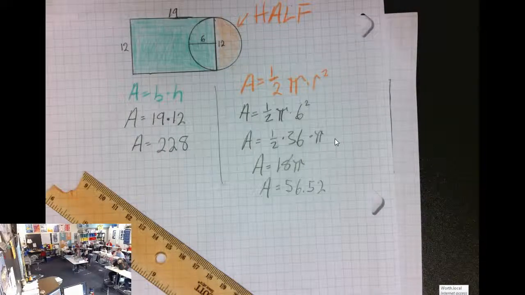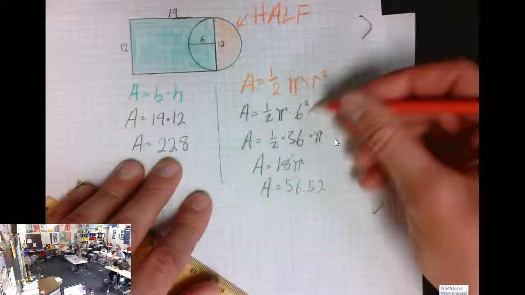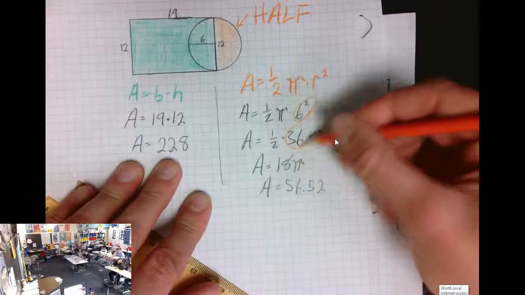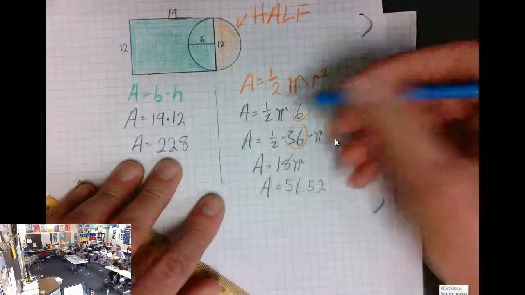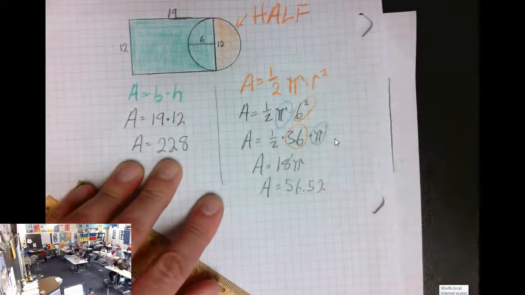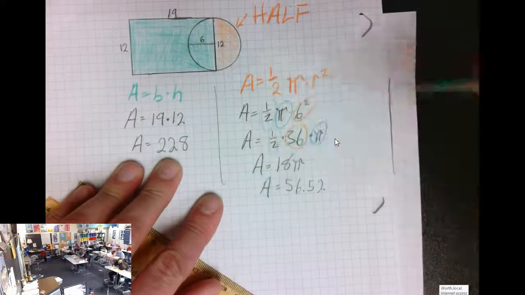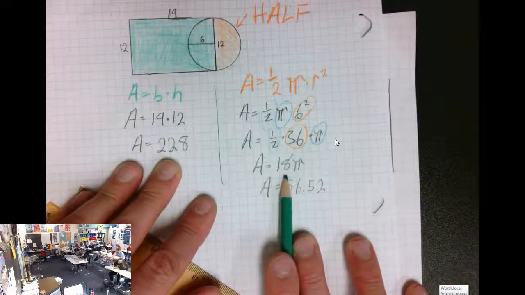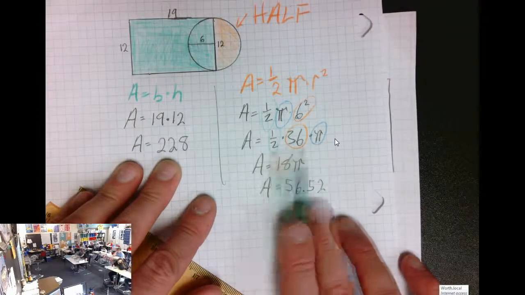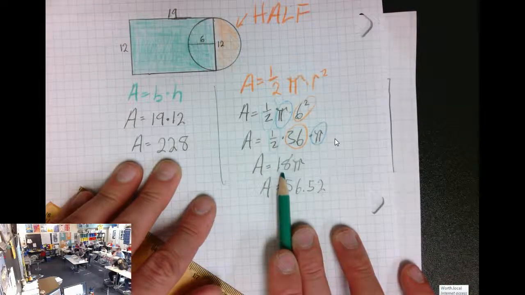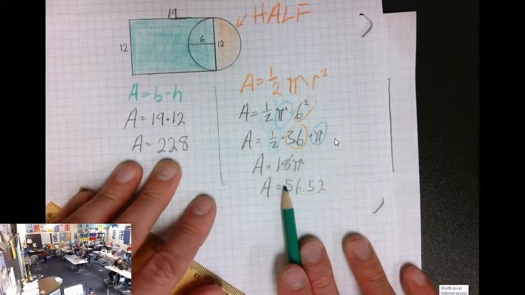So you went from half... Oh, no, I got it. I lied. Half became 36. And then the pi is still here, but I moved it out there. I used my commutative property. So how did you get 18? Half of 36. Because this is easy to do. I can do that without my calculator. I like doing math without my calculator if I can.